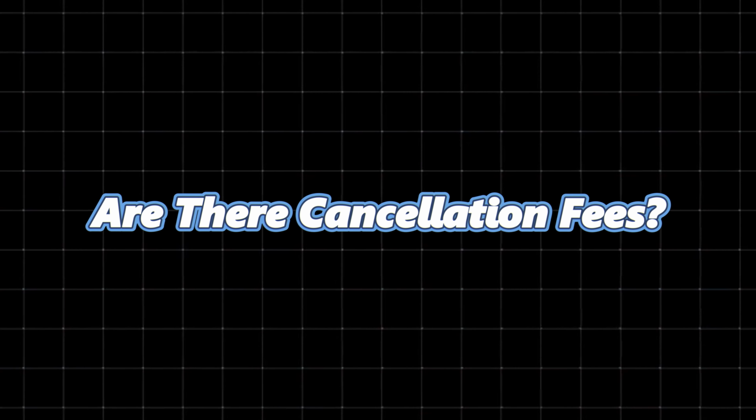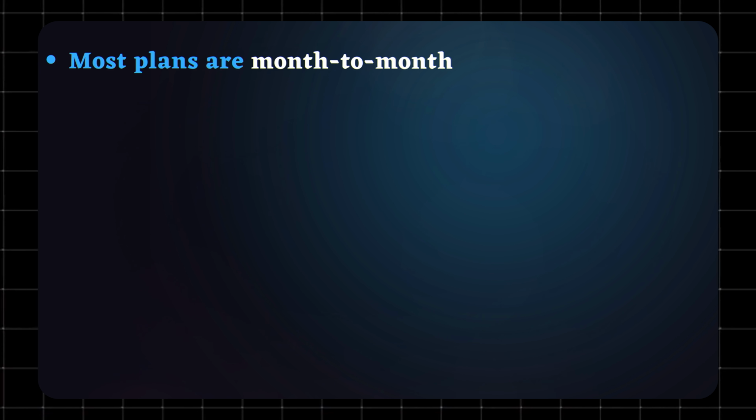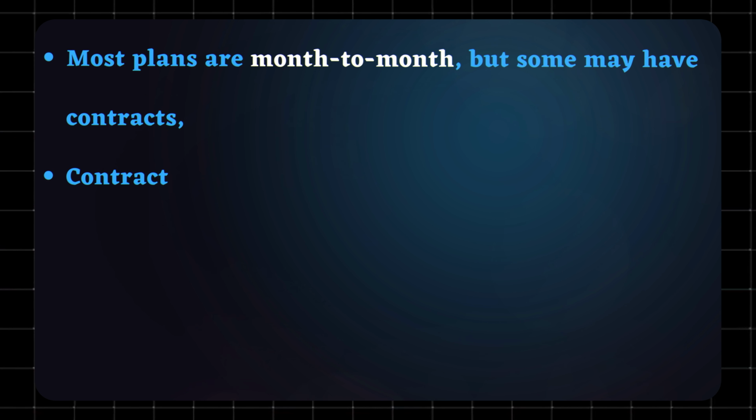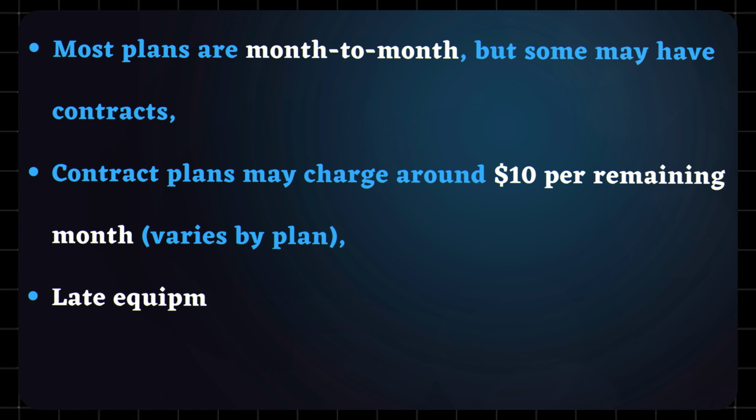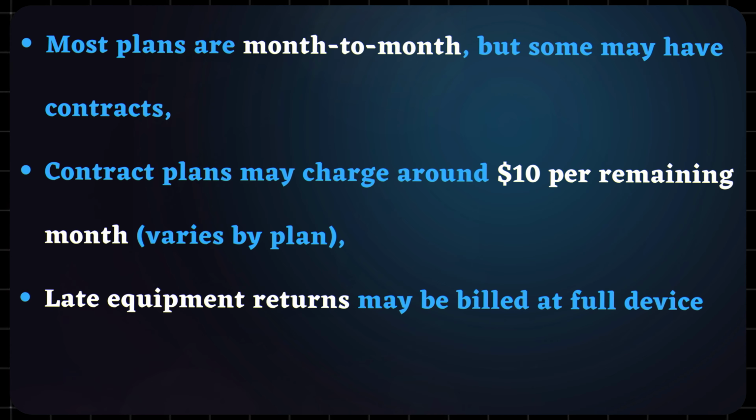Are there cancellation fees? Most plans are month-to-month, but some may have contracts. Contract plans may charge around $10 per remaining month, varies by plan. Late equipment returns may be billed at full device cost.